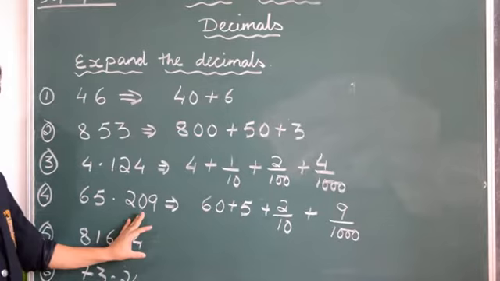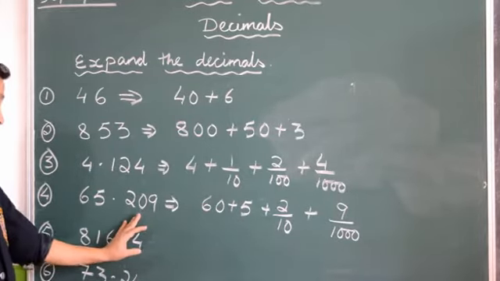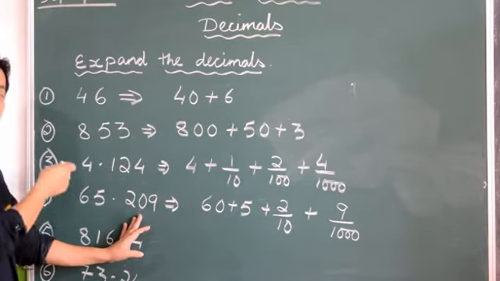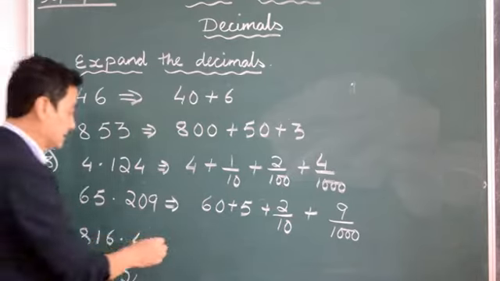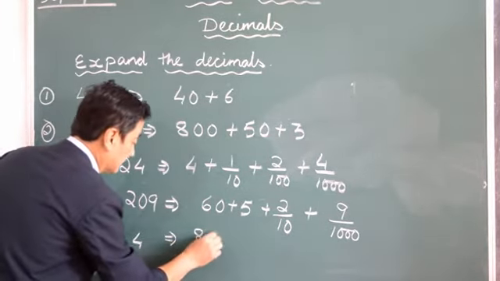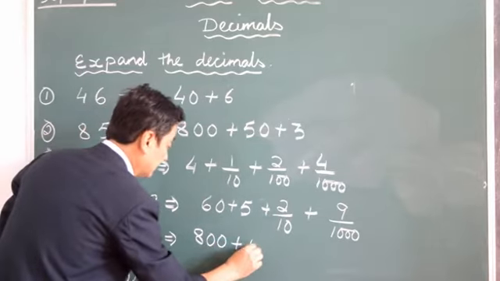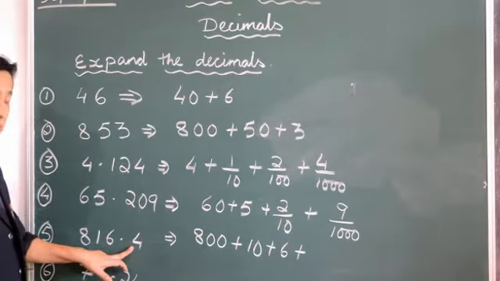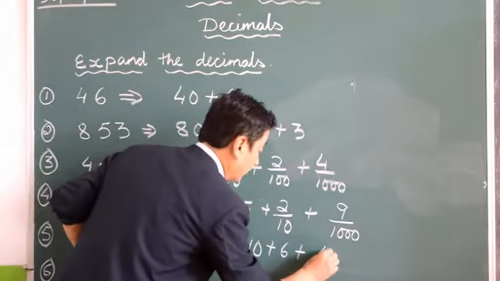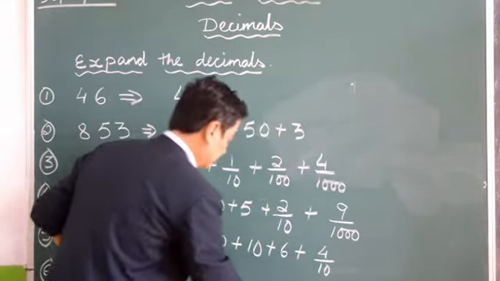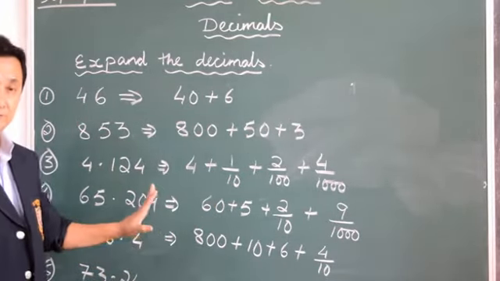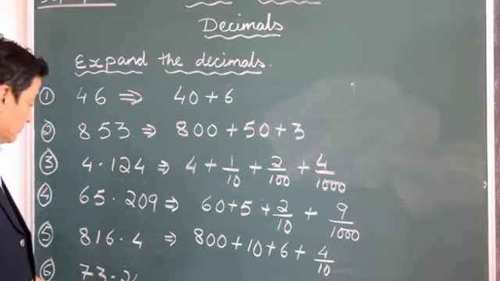So let's look at the next number, 816.4. Cover the numbers that come after the decimal point. So expand as we used to expand before. 800 plus 10 plus 6 plus, what is the place value of this? 4 tenths. So there's no hundreds, there's no thousands, so 4 tenths. Are you understanding? If you still haven't understood, let's have a look at some more numbers.